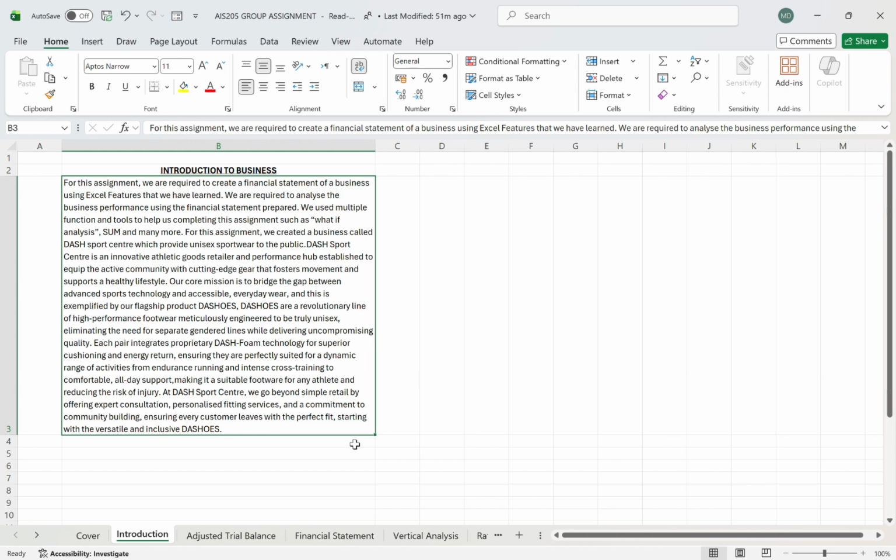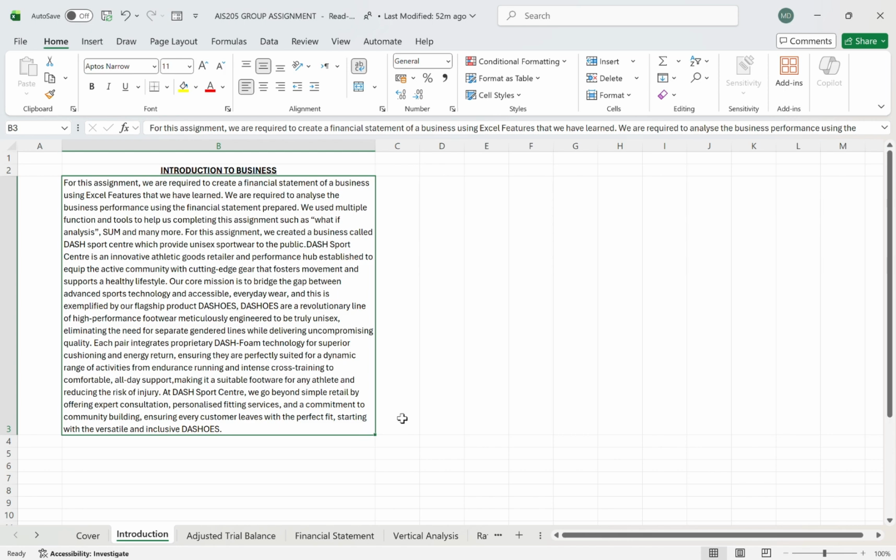For this assignment, we created a business called Dash Sports Center, which provides unisex sportswear to the public. Dash Sports Center is an innovative athletic goods retailer and performance hub established to equip the active community with cutting-edge gear that fosters movement and supports a healthy lifestyle.